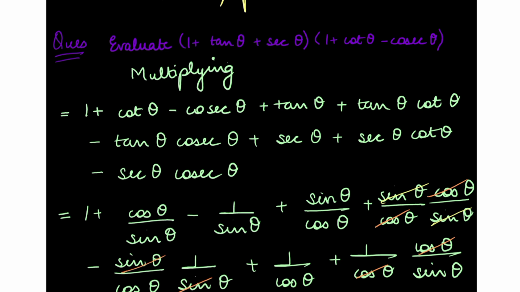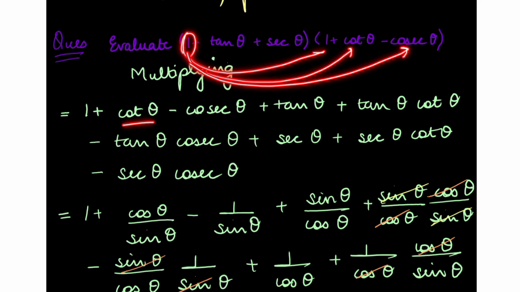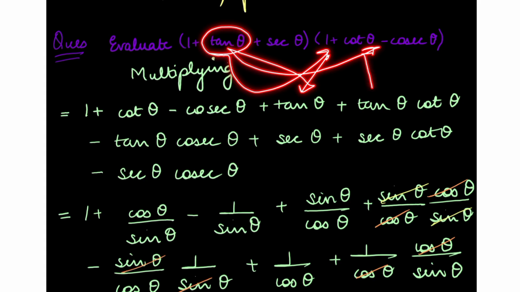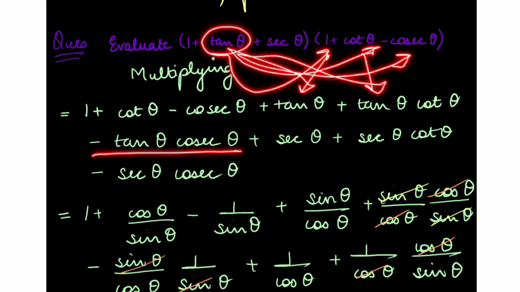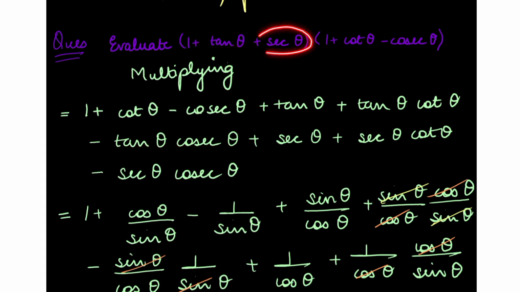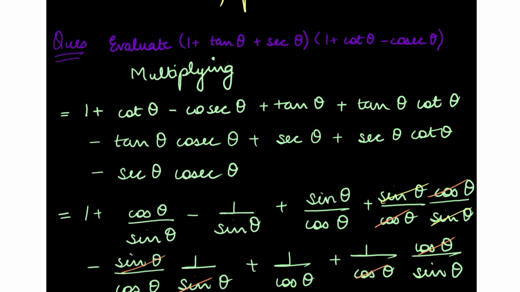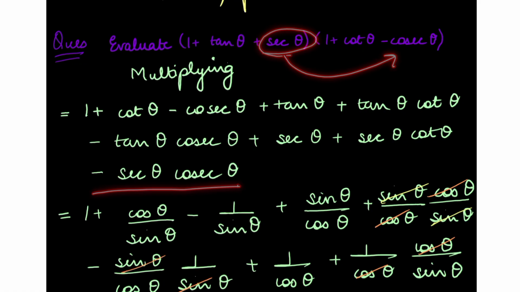We will directly multiply the two brackets. First 1 into 1, 1 into cot theta, 1 into minus cosecant theta. Next tan theta into 1, tan theta into cot theta, tan theta cot theta, tan theta into minus cosecant theta, minus tan theta cosecant theta. Next secant theta into 1, secant theta into cot theta, secant theta cot theta, secant theta into minus cosecant theta, minus secant theta cosecant theta.